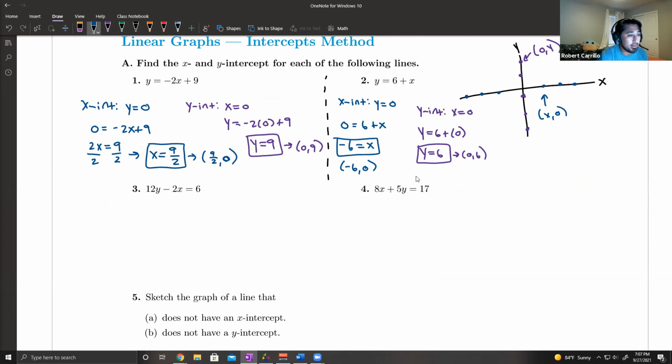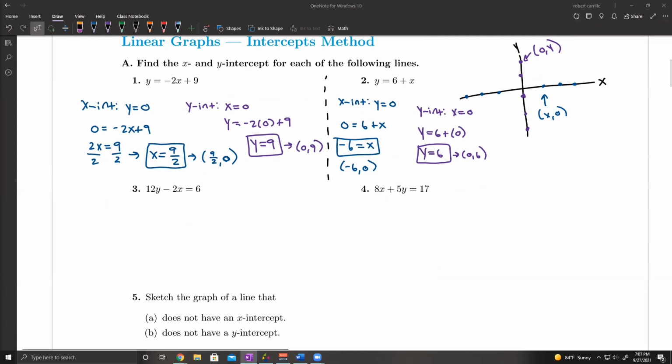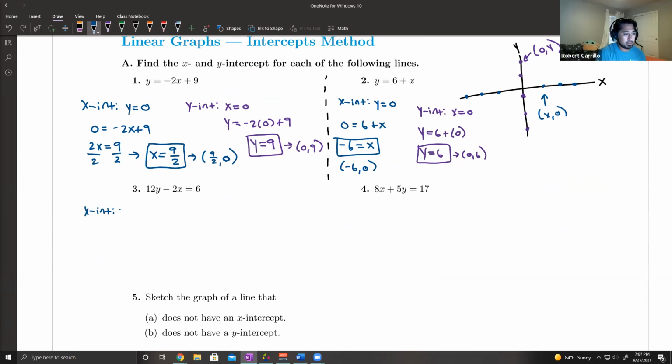For number 3, 12y minus 2x equals 6. All right. Find our x-intercept first. X-intercept, let y equal 0. And I'll have 12 times 0 minus 2x equal to 6. 12 times 0 is 0. So what we're left with is just negative 2x equal to 6. Divide by negative 2, and x equals negative 3. There's our x-intercept, which is going to be negative 3, 0.